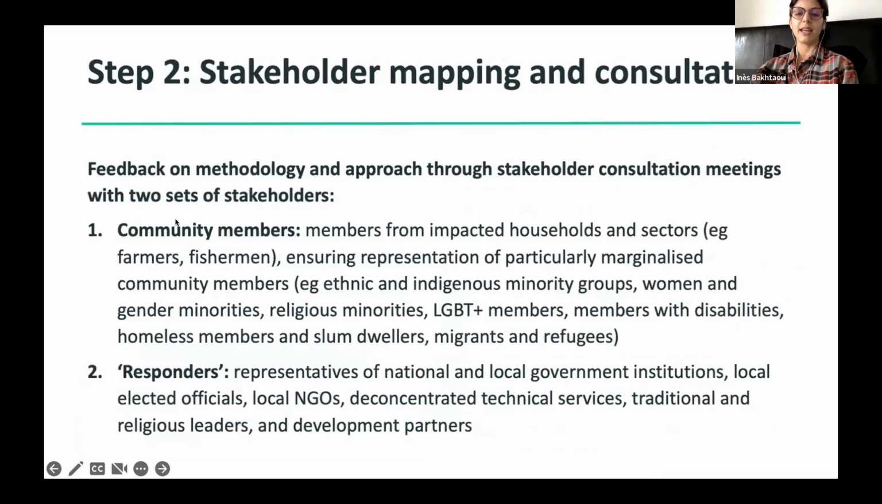And once we have done that, as I explained, we report back, we approach the communities, we map stakeholders to understand who we're working with, making sure that we have links with community representatives. That includes local government representatives, religious representatives, but also making sure that we are talking with particularly marginalized community members. So that includes ethnic or indigenous minority groups, women and gender minorities, religious minorities, LGBTQ plus members, members with disabilities, homeless members and slum dwellers, migrants, refugees, etc.